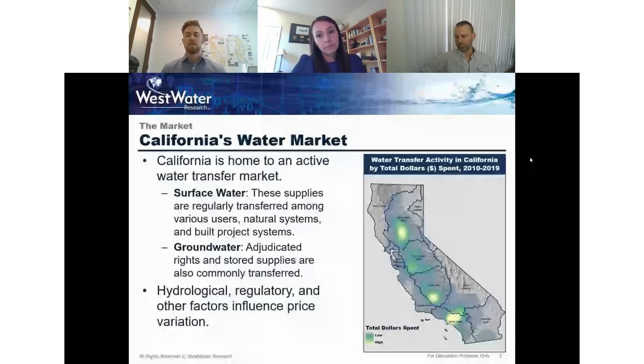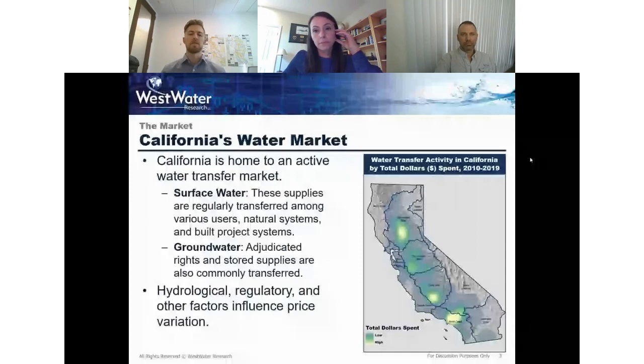Now, water transfers are not really a new thing here in California. Rather, water transfers have really been an active part of how we strategically manage water supply across the state. We see transfers in our surface water systems, among various users and among various natural systems, as well as within major project systems like the State Water Project and Central Valley Project. We've also seen markets arise in the groundwater regions of the state, particularly in adjudicated basins, as well as transfers of stored and banked water.